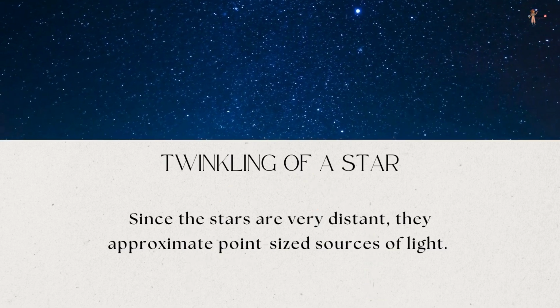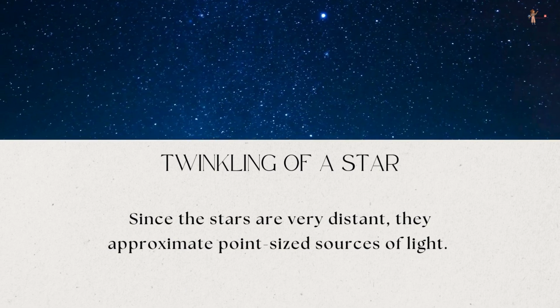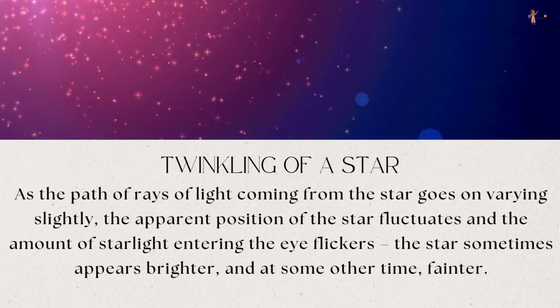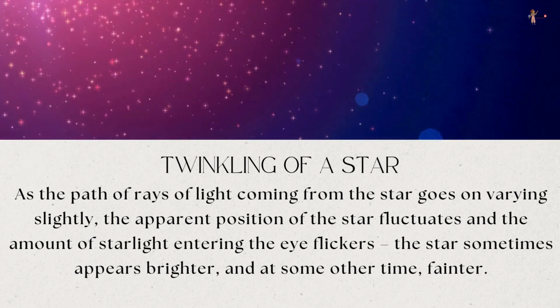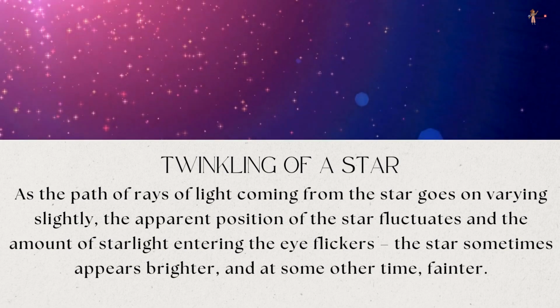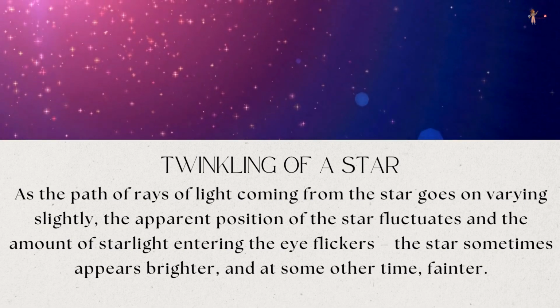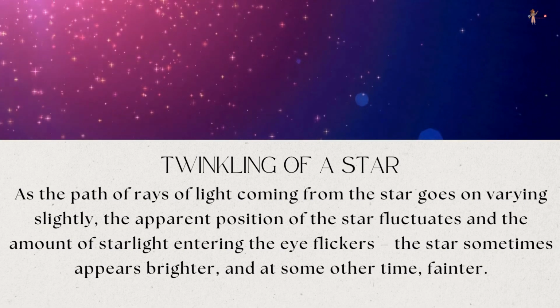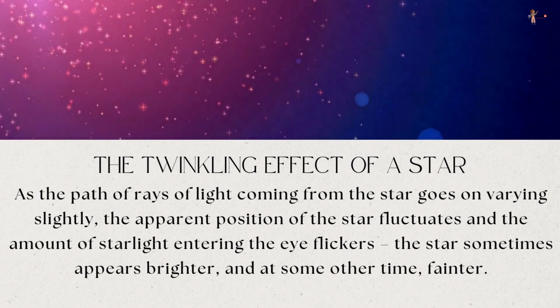Since the stars are very distant, they approximate point sized sources of light. As the path of rays of the light coming from the star goes on varying slightly, the apparent position of the star fluctuates and the amount of starlight entering the eye flickers. The star sometimes appears brighter and some other time fainter, which is the twinkling effect.